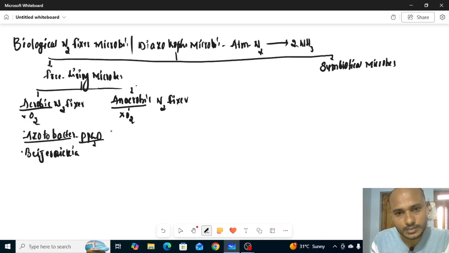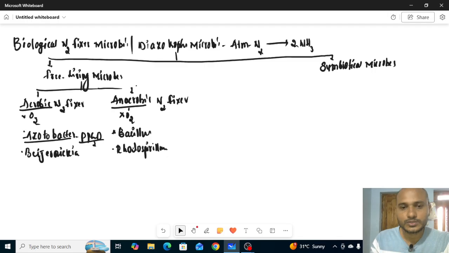Now coming to anaerobic free living nitrogen fixers. Best examples are Bacillus and one more important, Rhodospirillum. So these two microbes come under anaerobic nitrogen fixers.